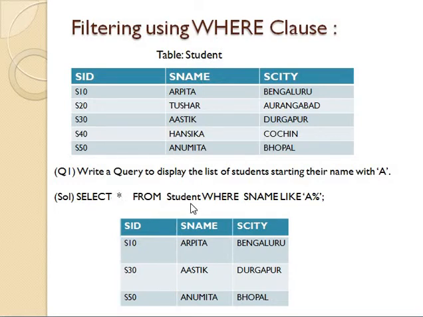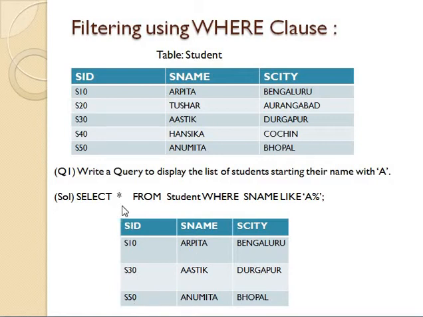So select star from student shows SID, SNAME, and SCT as the three columns in the output table. So that's why for the student Arpita, since the SID is S10, S10 comes here. Again for the student Astik, since the SID is S30, S30 comes here. And finally for the student Anumita, since the SID was S50 in the original table, S50 is shown here.